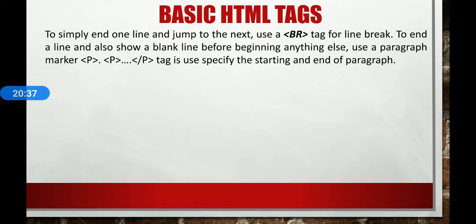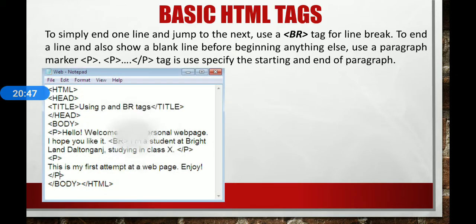To fix things up, you would edit the previous text as shown in the following example. Here we have used the paragraph tag and the BR tag. The paragraph tag is used to specify where the paragraph starts and where it ends. In this program, the paragraph starts from the hello and ends with us studying in class 10. So this is the first paragraph. In this first paragraph, we have used the BR tag in between to break the line in that paragraph.